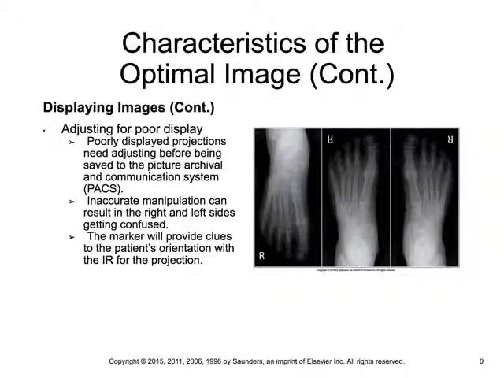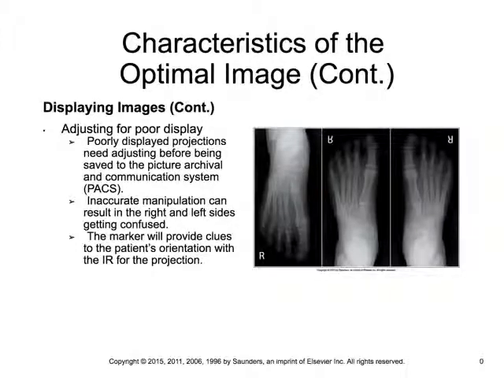So here's an interesting image. When it was taken, it's being poorly projected in the PACS system, or electronically. It's upside down on the image to the left. The marker's appropriately displayed, right? It's not on the correct side, but it's right side up, right?